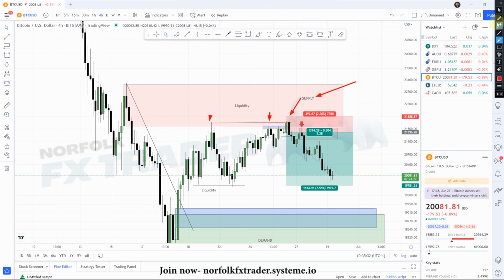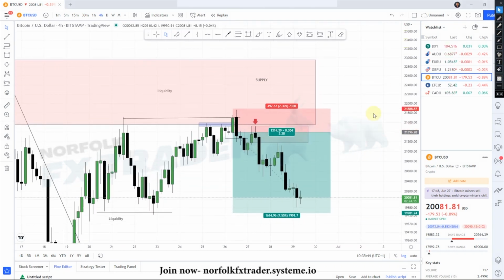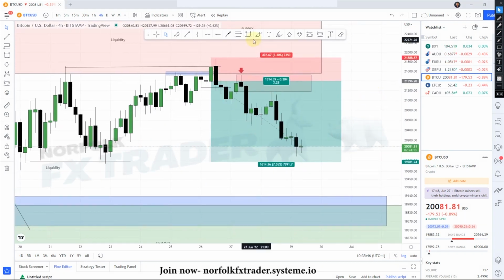So for a change of character, we'll be looking for this low to be broken. So we break out here. At the same time, that's your first break of structure. So on this occasion, we're seeing on this time frame the break of structure and the change of character at the same time. That makes this area of supply. So this is your area of supply in the market. We're looking for a trade.